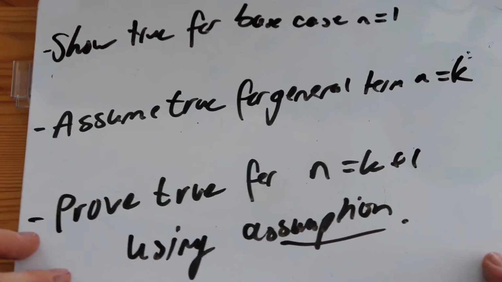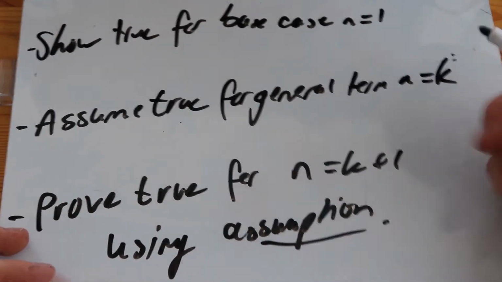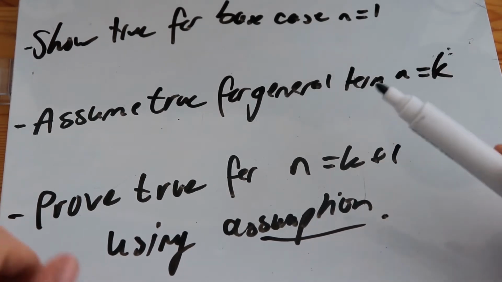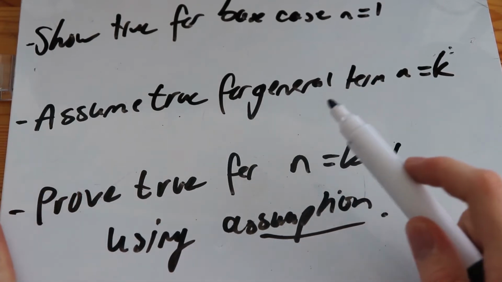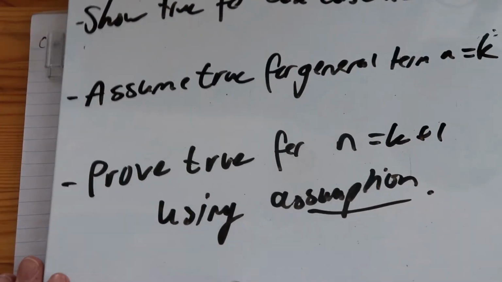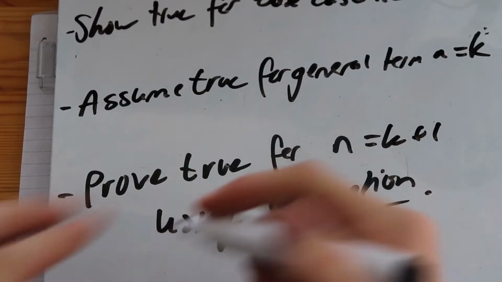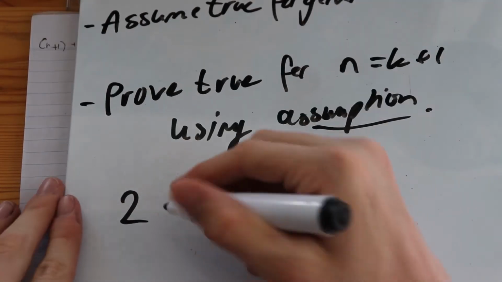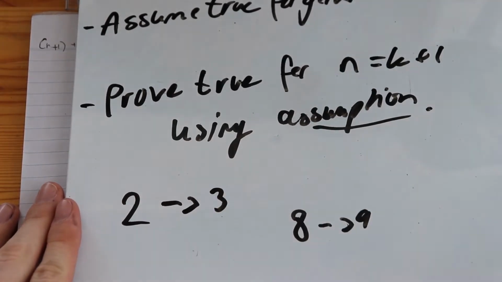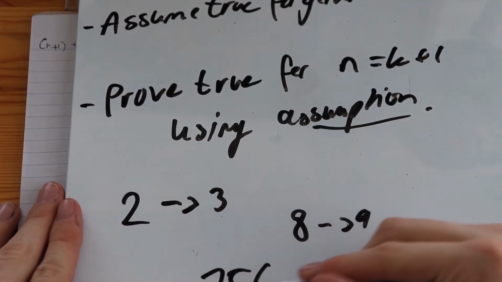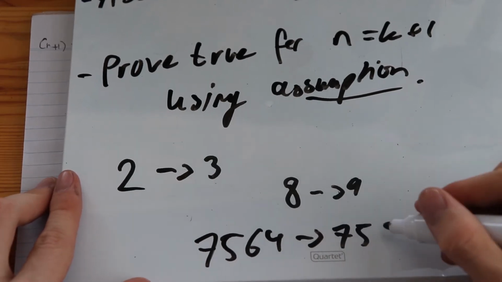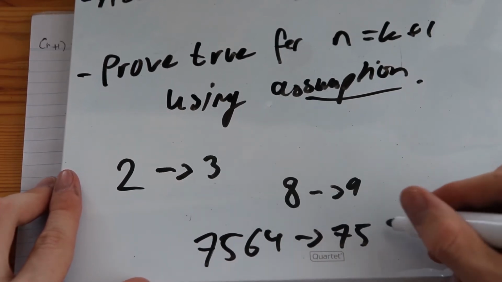What that means is that if it is true when n takes on a value such as 6 or 1 or 357, then if our statement here is true for that value, then it must be true for the value immediately following that. If it's true for 2, then it must be true for 3. If it's true for 8, then it must be true for 9. If it's true for 7,564, then it must be true for 7,565.